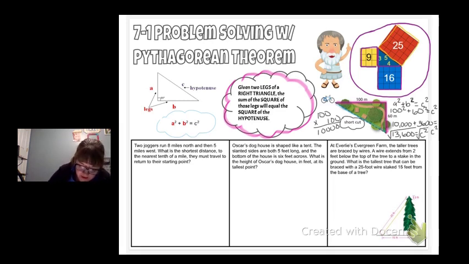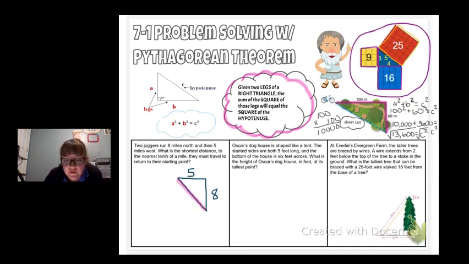Let's look at this example. Two joggers run 8 miles north and then 5 miles west. What is the shortest distance to the nearest tenth of a mile they must travel to return to their starting point? So they run 8 miles north and then 5 miles west. And it says, what is the shortest distance to the nearest tenth of a mile that they must travel to return to their starting point? So we're looking for this distance right here. And that would, of course, be the hypotenuse.